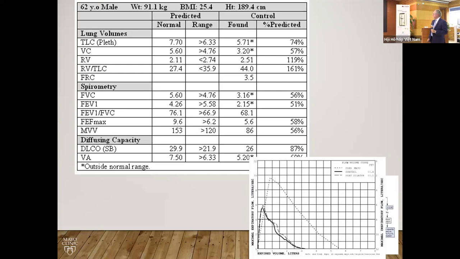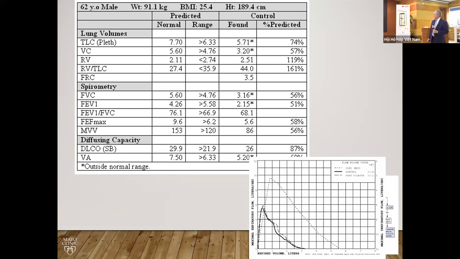Và ở đây mình nhìn thấy đây là cái gọi là complex restriction, là cái hạn chế phức tạp. Nếu chúng ta chỉ có hô hấp ký không thì mình sẽ thấy FVC giảm, FEV1 giảm, phân số bình thường, thì nó có thể rớt vào kiểu không đặc hiệu, non-specific đó.